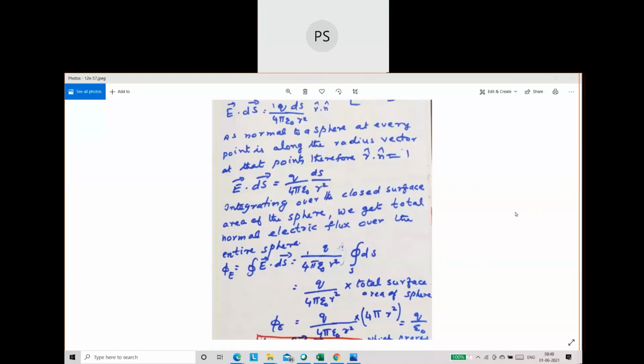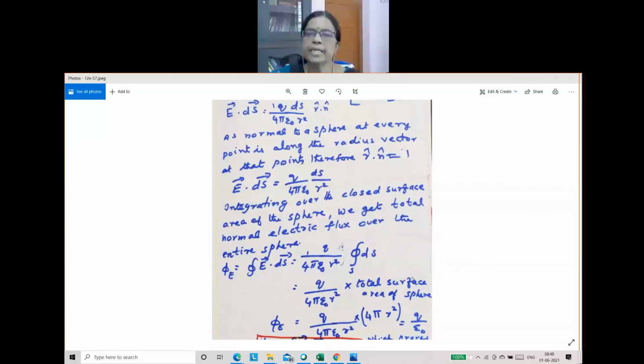Pavitra, tell, what is the equation for Gauss's theorem? Yes, teacher. Flux is equal to integral over the closed surface E dot dS is equal to q by epsilon 0. Q by epsilon 0. Very good.